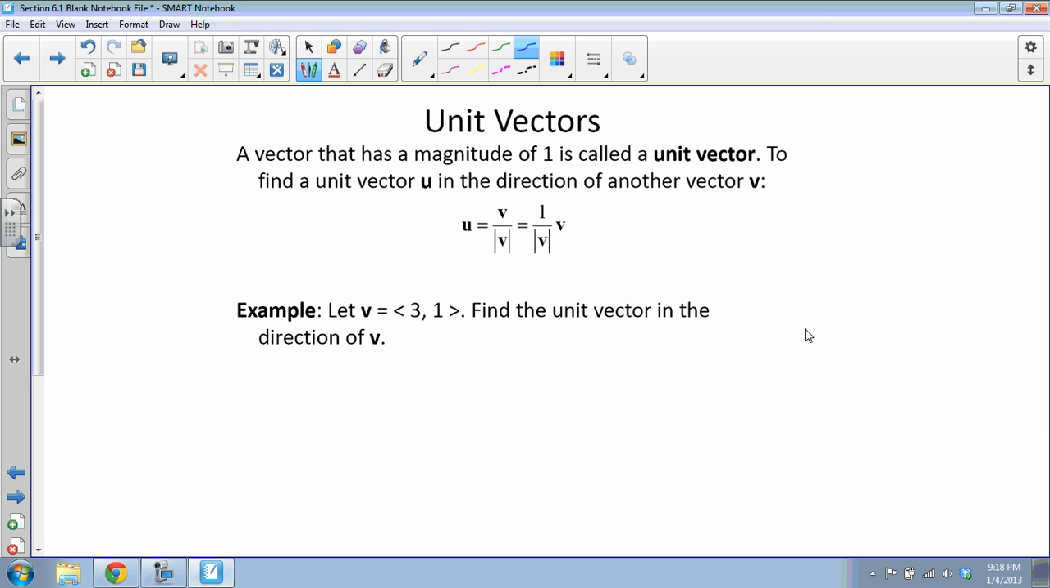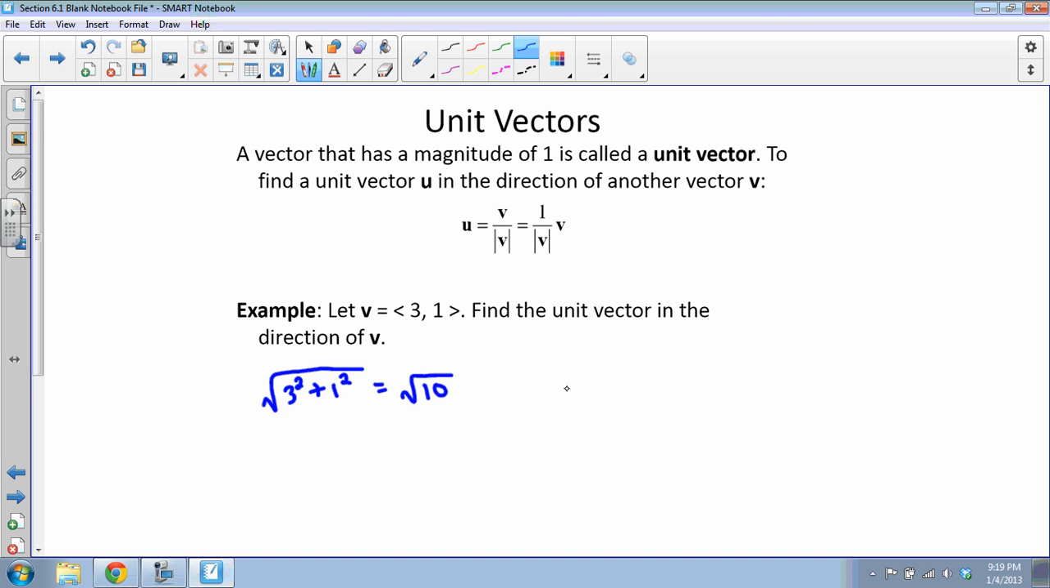In order to do this, we have to figure out, to start off with, what the magnitude of this vector is. We do that, remember, by using the Pythagorean theorem. 3 squared plus 1 squared, and take the square root. So that's 9 plus 1, which is 10. So the magnitude of v is the square root of 10.